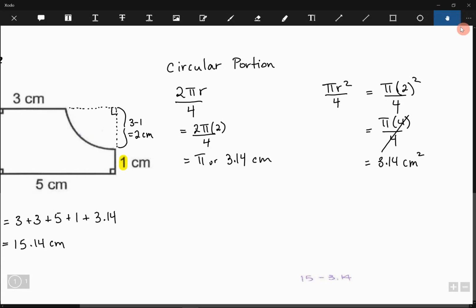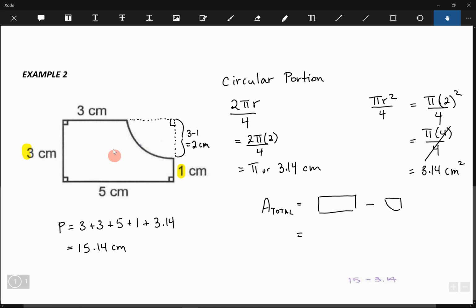So my total area, let's write it down here, area total. I'm going to show you just visually or graphically. I'm going to take the area of the rectangle and subtract that quarter circle portion. Okay, so the total area of the rectangle is length times width. So here's my length, 5 centimeters. The width is going to be 3 centimeters. So I'm going to write here 3 times 5, and then I have to subtract the area of the quarter circle, so 3.14, leaving me with an answer of 15 minus 3.14, which is 12.14 centimeters squared.